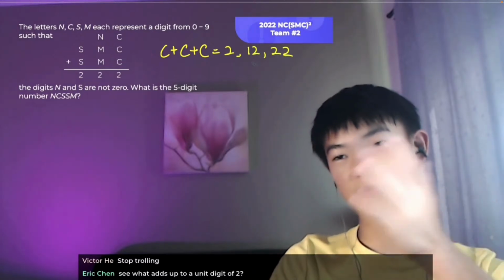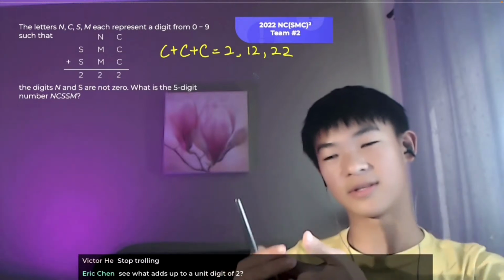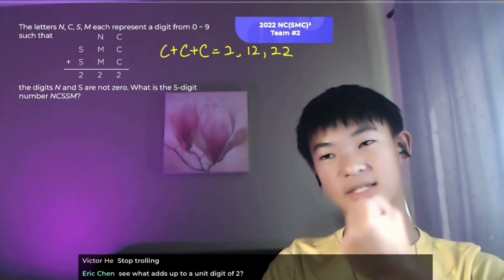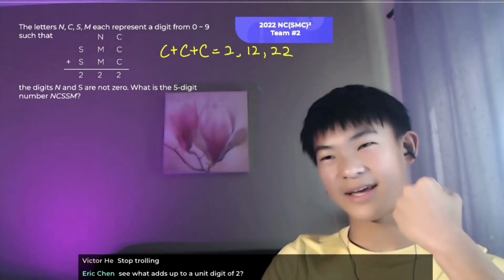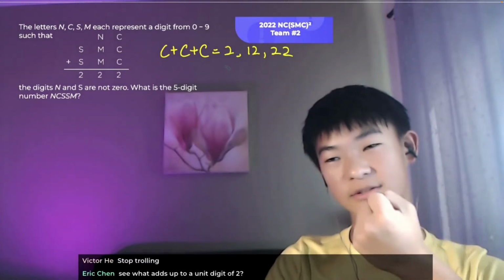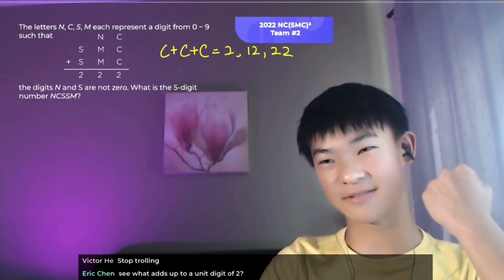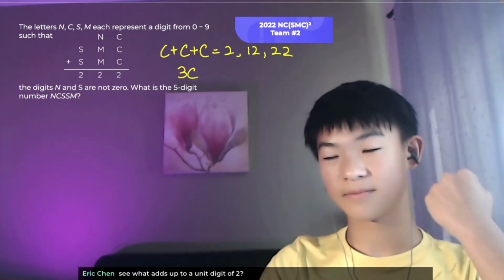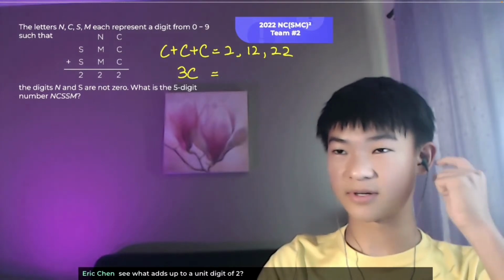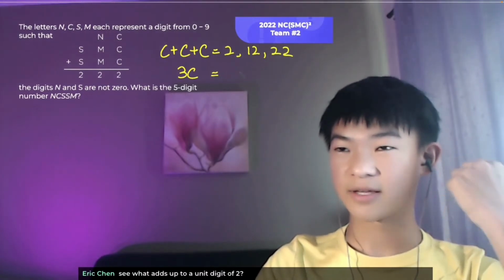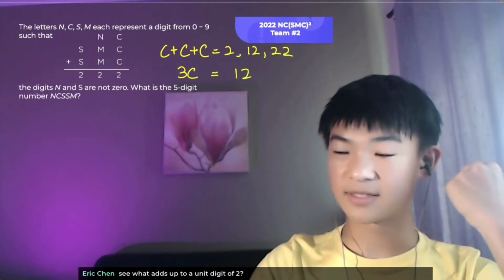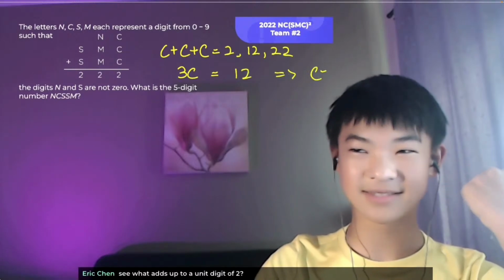We know that 32 and 42 cannot happen because C is a digit, so it's less than 10. And out of all of these, 2 is impossible, and 22 is also impossible. That's because the left-hand side is 3 times C, so we need a multiple of 3 on the right-hand side. And 12 is the only one there, so this would imply that C is equal to 4.